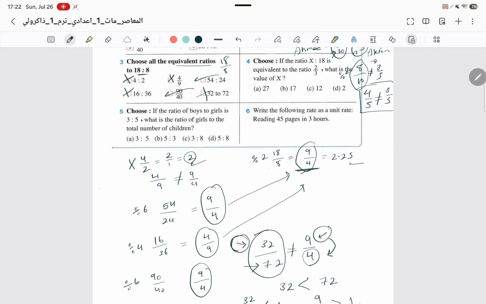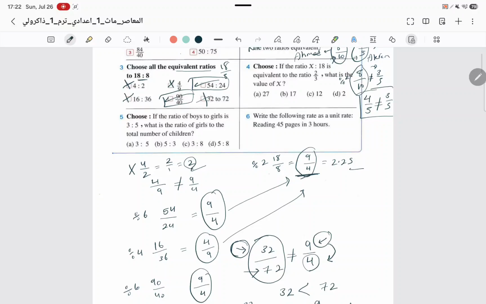Okay, so we just have two correct answers. The first one is 54 over 24, and the second one is 90 over 40. These are the correct answers in that example.